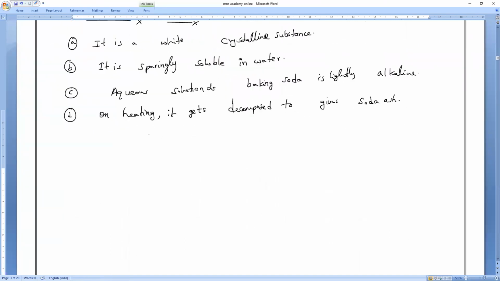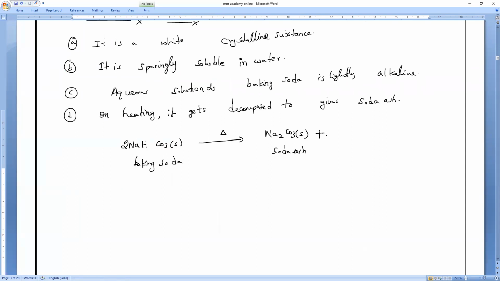Okay. So what will happen? You have to take 2NaHCO3, which is actually in solid state. So if I keep on heating baking soda, it will turn into what, guys? It will turn into sodium carbonate, which is actually soda ash.